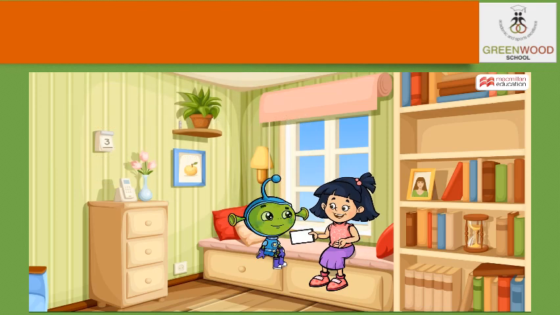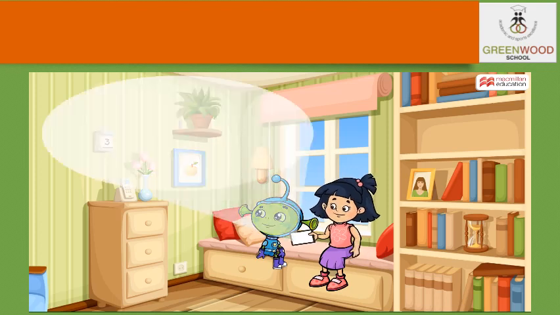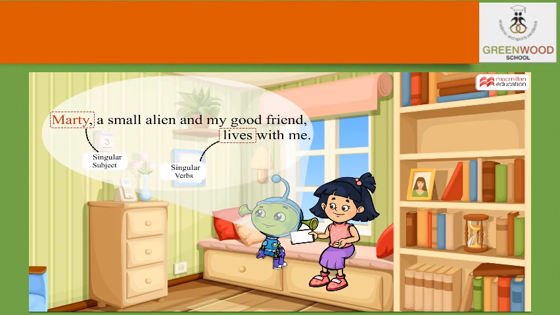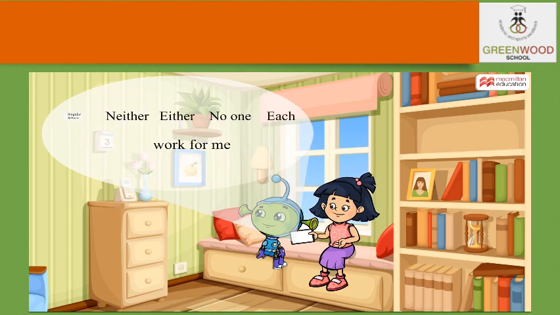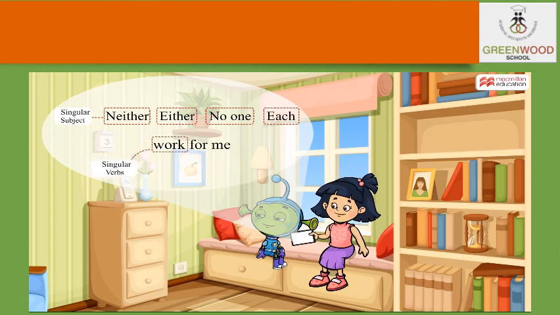Number 2. Phrases that come between a singular noun and the verb do not affect the number of the noun. For example, Marty, a small alien and my good friend, lives with me. Number 3. In case of subjects like neither, either, no one, each, we use singular verbs. For example, either works for me, neither works for me, and so on.